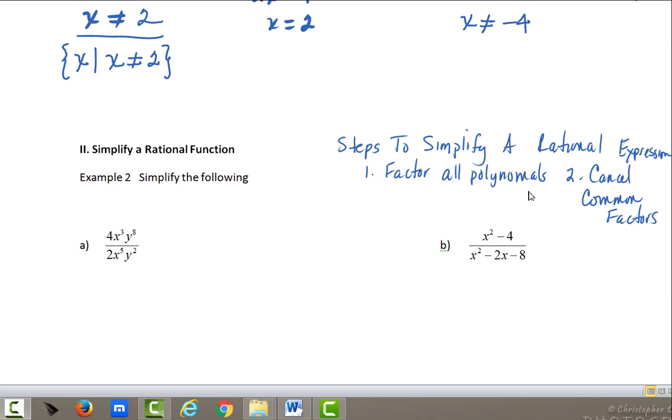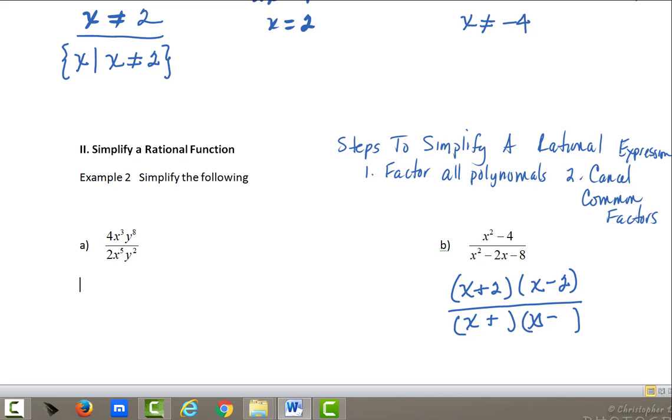Let's go ahead and simplify this rational expression. We'll first factor the numerator, which should be x plus 2 times x minus 2. The denominator is a trinomial with the coefficient of the lead term being 1, so I need an x and an x. The last term is negative, so I know the signs must be different.